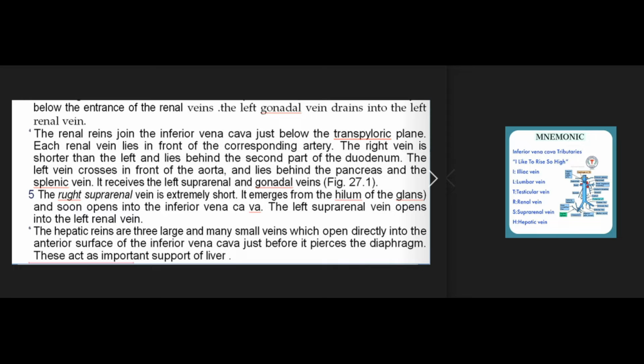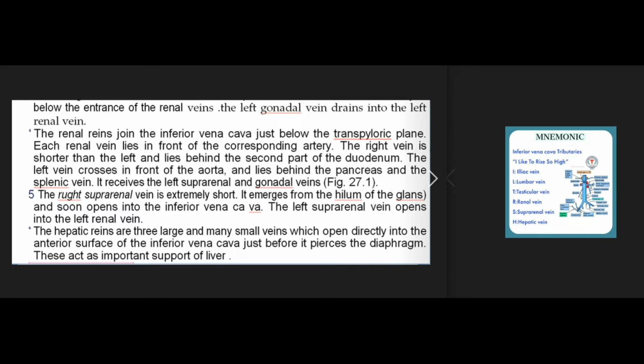The renal veins join the inferior vena cava just below the transpyloric plane. Each renal vein lies in front of the corresponding artery. The right vein is shorter than the left and lies behind the second part of the duodenum. The left vein crosses in front of the aorta, and lies behind the pancreas and the splenic vein. It receives the left suprarenal and gonadal veins.